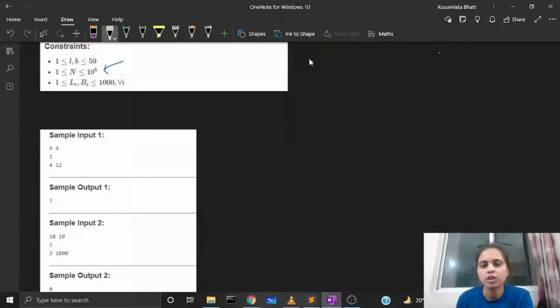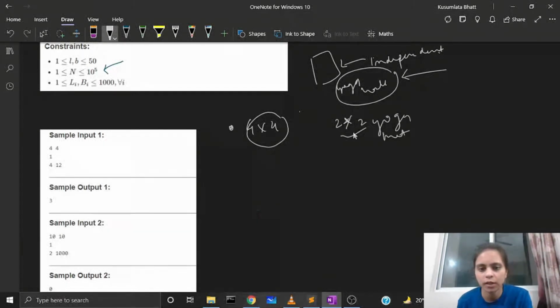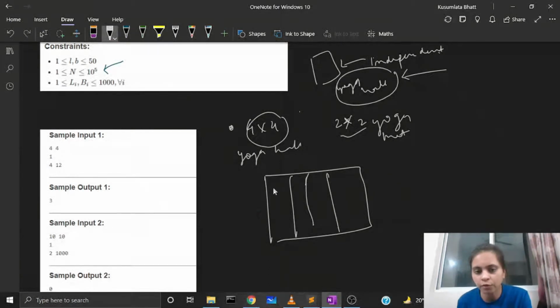One simple observation here is that each yoga hall is independent. So this is our yoga hall. The ith yoga hall is independent of all other yoga halls. And another main observation in solving this problem is that it's always optimal to start from one of the corners. Let's consider the case when our yoga hall is of size 4 cross 4 and our yoga mat is of size 2 cross 2. So this is the yoga mat and this is the yoga hall. We can always observe that it is always optimal to start from one of the corners.